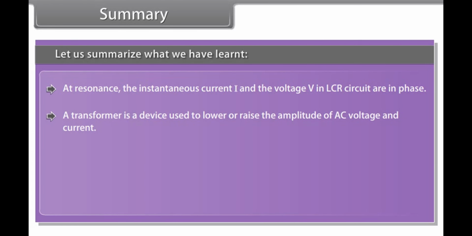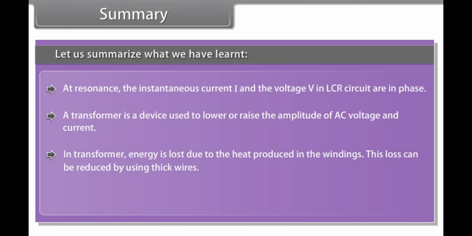A transformer is a device used to lower or raise the amplitude of AC voltage and current. In a transformer, energy is lost due to the heat produced in the windings. This loss can be reduced by using thick wires. The use of soft iron core limits hysteresis loss and flux leakage.